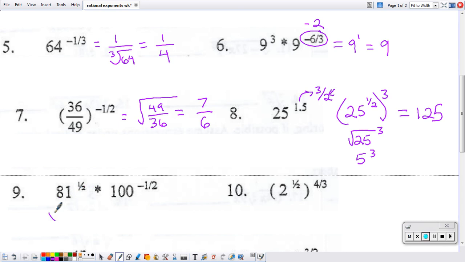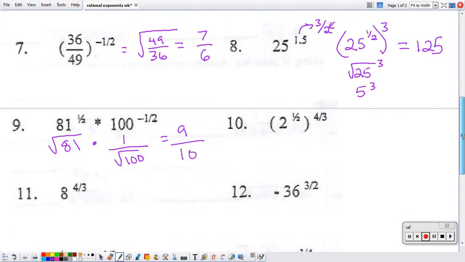evaluate the square root of 81, and, well, 100 to the negative 1/2 is 1 over the square root of 100. The square root of 81 is 9. And the square root of 100 is 10. So our answer is 9/10. Okay.